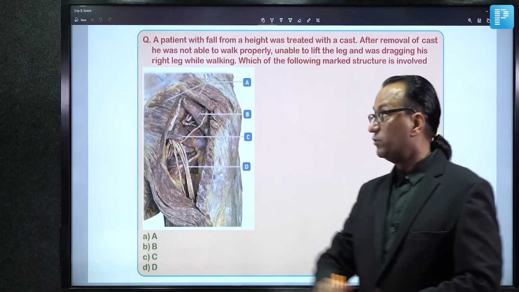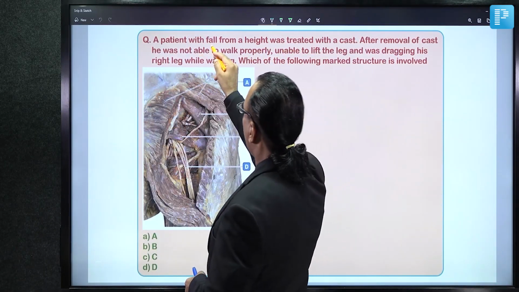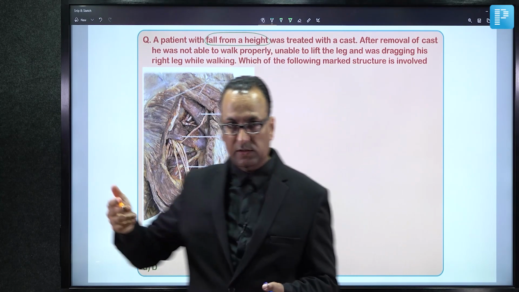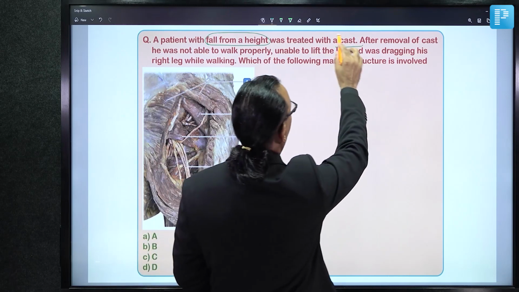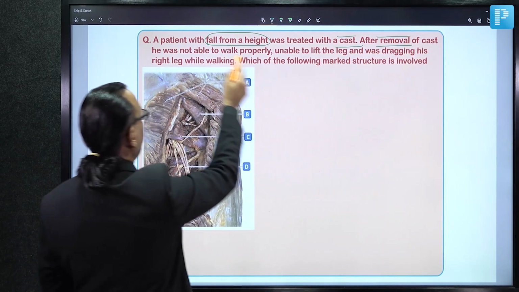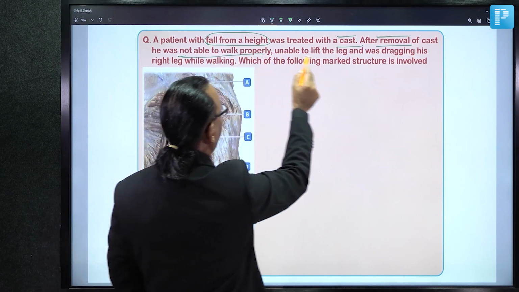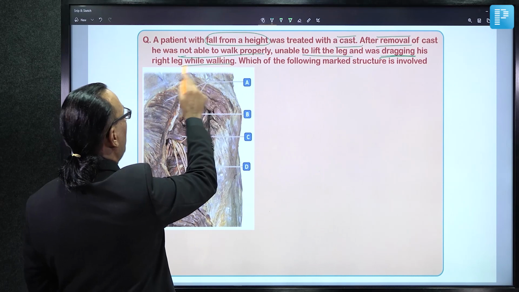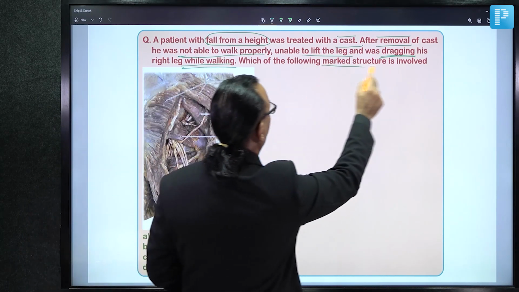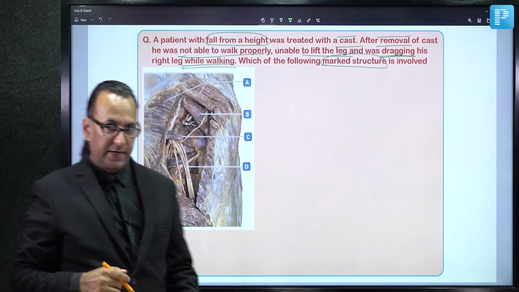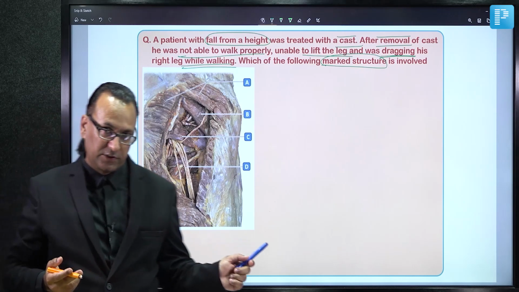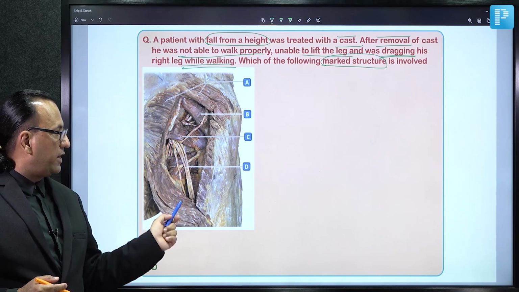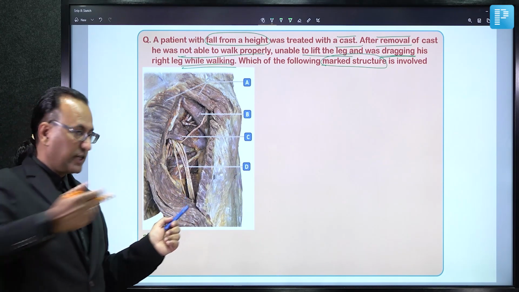We have a patient who was mentioned to have a fall from height and was put into some cast. After removal of the cast, we see the patient is unable to walk properly, could not lift the leg, and was dragging his foot on the ground while walking. So which of the following marked structures has been compromised? And what we find is the muscles in the gluteal region. This is the thickest nerve of our body. Marker D is the sciatic nerve here.